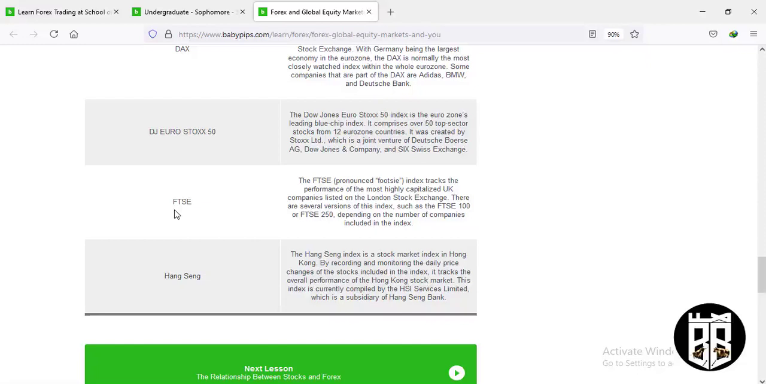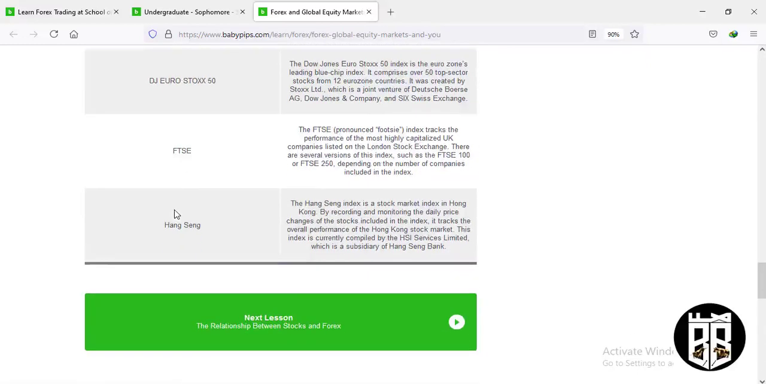Lastly, you have the Hang Seng. The Hang Seng index is a stock market index in Hong Kong. By recording and monitoring the daily price changes of the stocks included in this index, it tracks the overall performance of the Hong Kong stock market. This index is currently compiled by HSI Services Limited, which is a subsidiary of Hang Seng Bank.